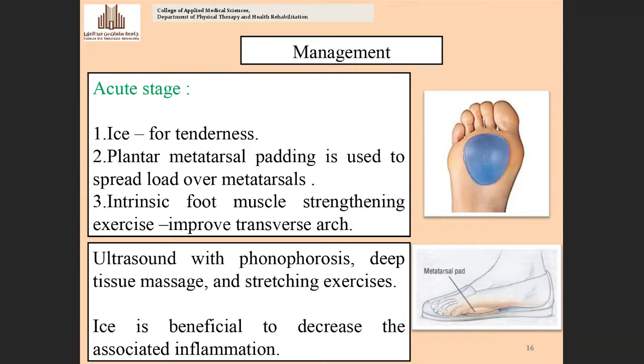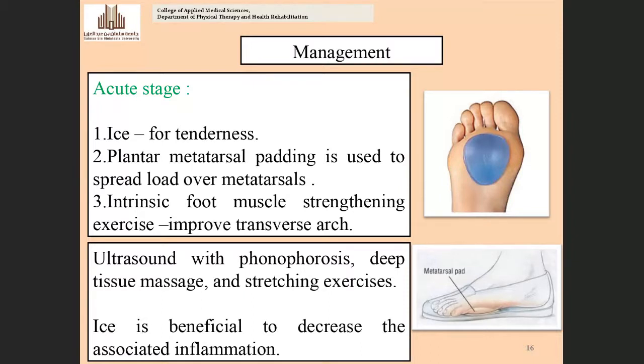And intrinsic foot muscle strengthening exercises improve the transverse arch. So you can teach the foot exercises to the patient to increase the strength of the muscles in the foot region. And in the physical therapy department, you can give ultrasound with phonophoresis. Phonophoresis means application of drugs through the ultrasound.